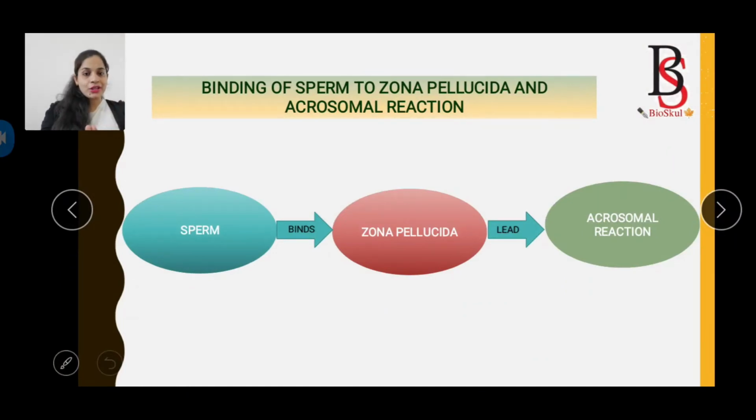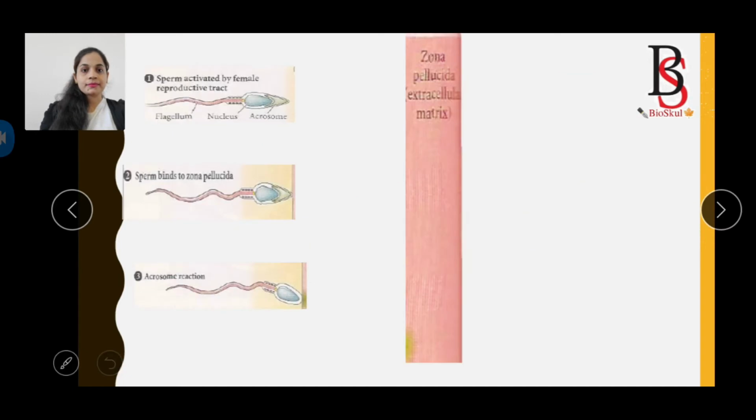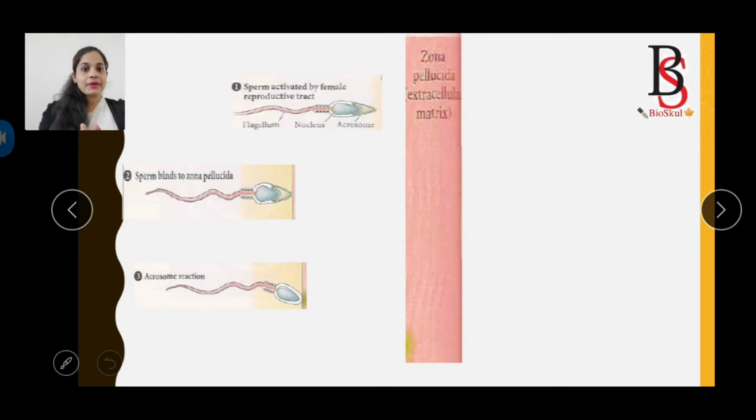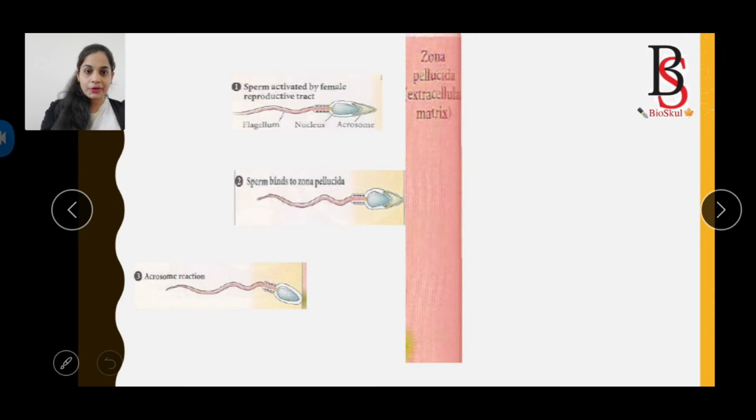How does the acrosomal reaction in mammals get initiated? For that, first the sperm has to bind with the zona pellucida. After binding of the sperm to zona pellucida, it leads to the acrosomal reaction. This diagram represents the steps of fertilization. In the first step, sperm is activated by the female reproductive tract, that is translocation and capacitation of sperm. I have a video on that and have given the link in the description box. Please have a look. After the sperm is activated by the female reproductive tract, sperm binds to the zona pellucida. Then the acrosomal reaction takes place.